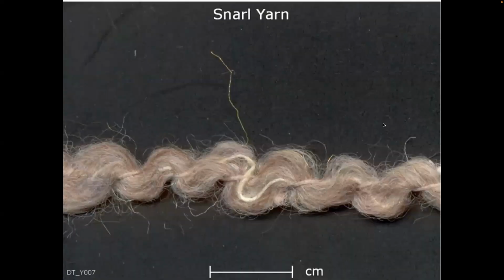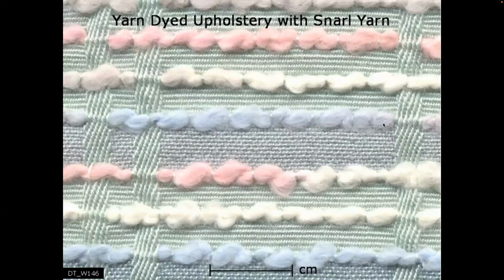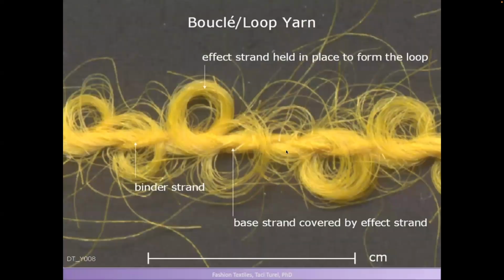This is a snarl yarn. And this is a fabric made with snarl yarns. So you can see that those kind of yarns are just sticking out on the surface, creating a different effect on the fabric. Boucle yarn or loop yarn.